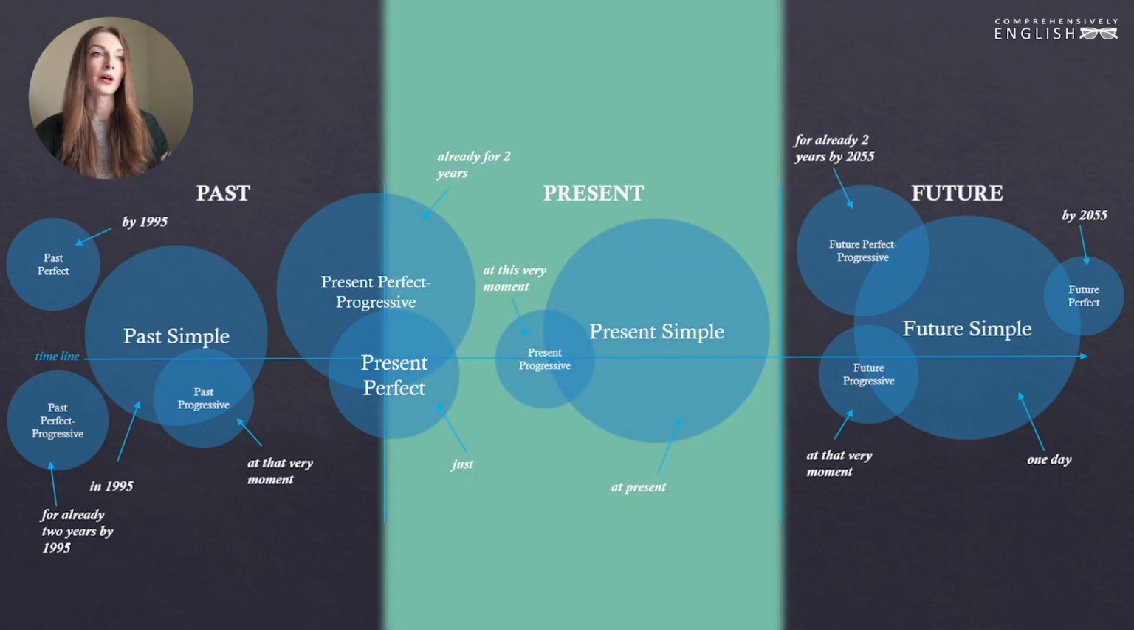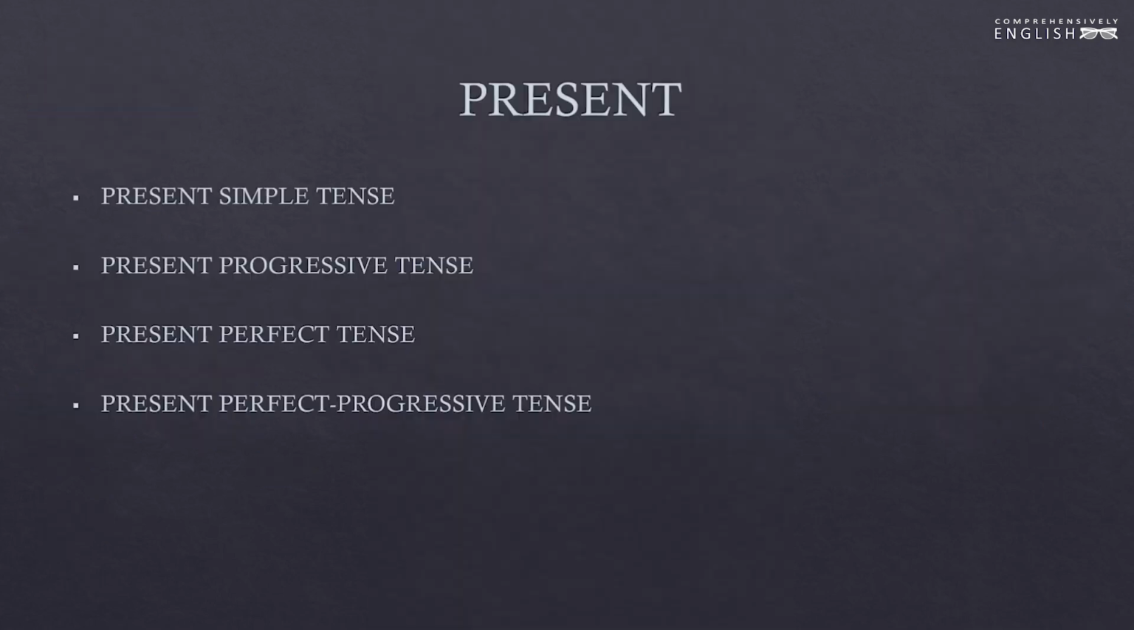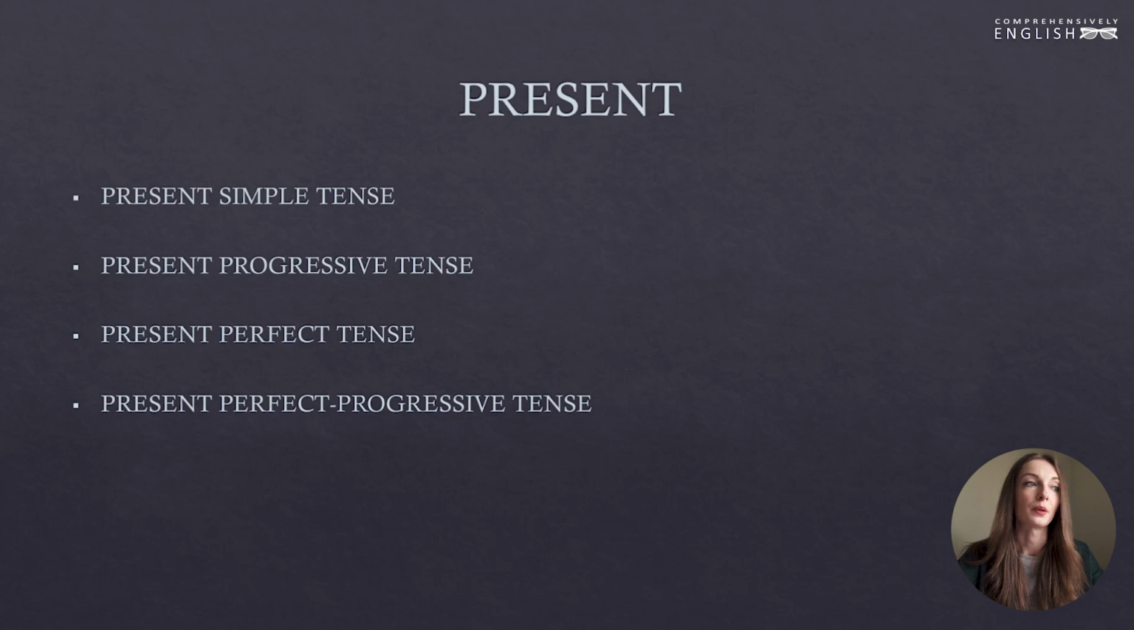Today we'll be speaking about the present tenses. We'll tackle 4 of the 12 grammatical tenses of the English language today. They are the present simple tense, the present progressive tense, the present perfect tense, the present perfect progressive tense. Let's look at the examples of each of the tenses.